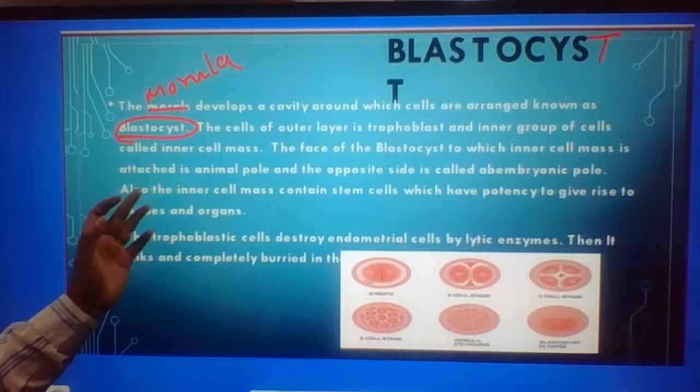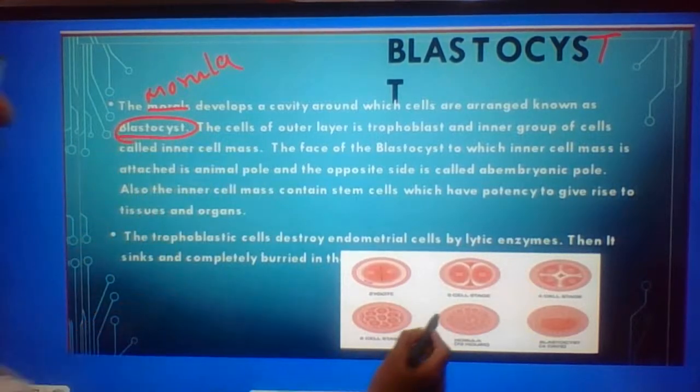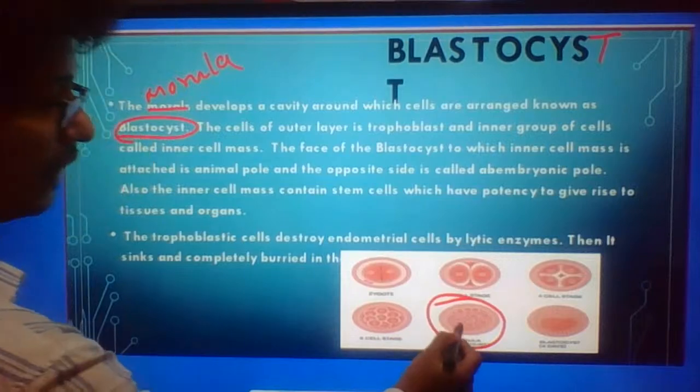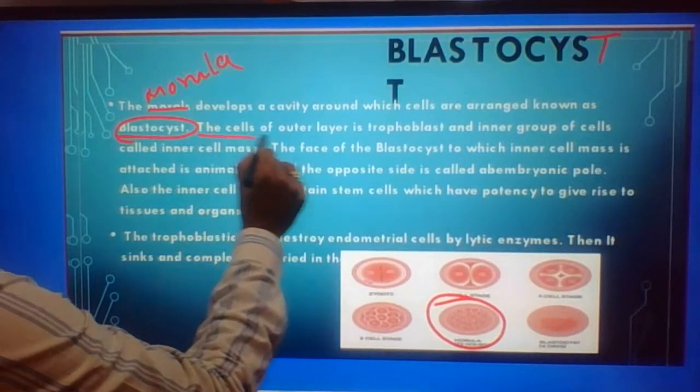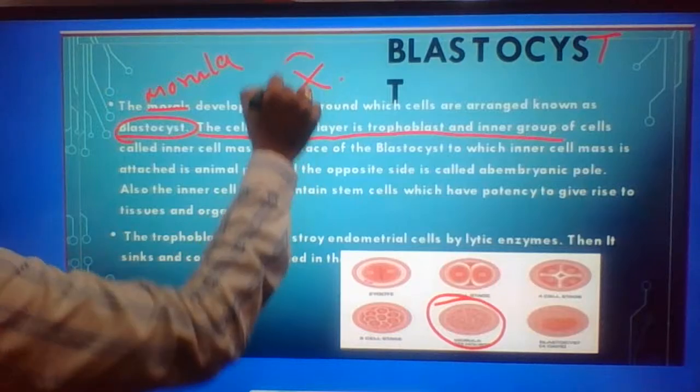இப்போ என்ன ஆகும் கேட்டா blastocyst வந்து develop ஆகி அப்புறம் 72 hours it forms the structure called as morula, right? The morula will be formed. The cells of the outer layer is the trophoblast. இதுல இருந்து questions வரும். Trophoblast இதுல இருந்து questions வரும்.